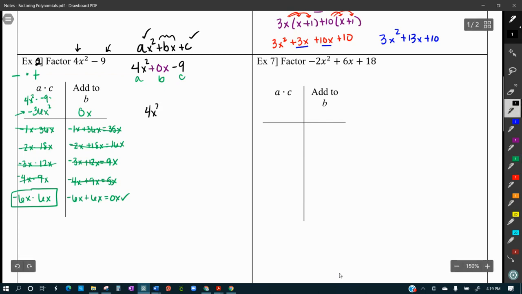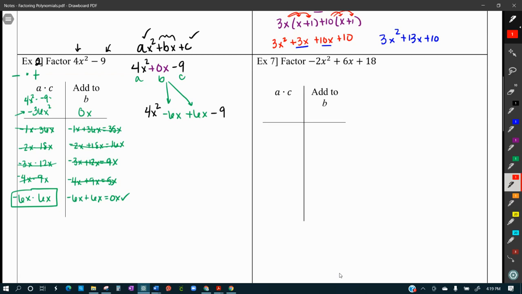So we have 4x squared. The 0x gets split up into a negative 6x plus a 6x. One is here, the other one's here. And then minus 9. Now that you have 4 terms, divide it in half, divide and conquer. We're going to get the first two first. So take the greatest common factor out of 4x squared and negative 6x.